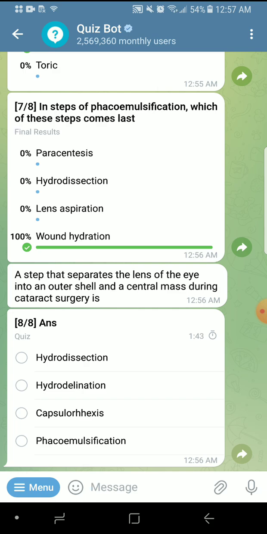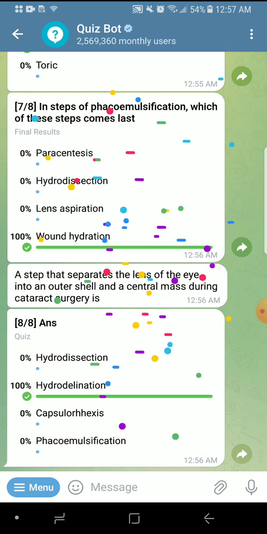Now the step I just told you, which separates the lens of the eye into outer shell and central mass, is not hydrodissection, that is separation of the lens from the capsule. This is the hydrodelineation step.